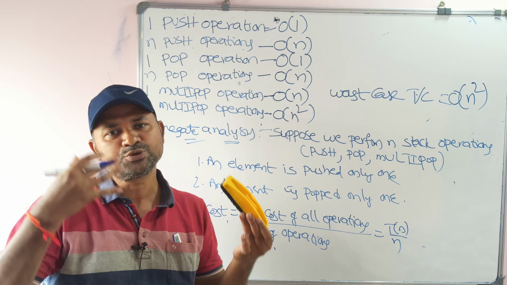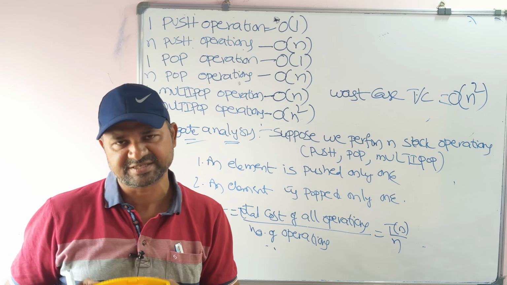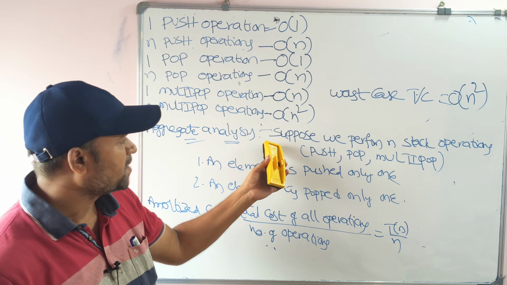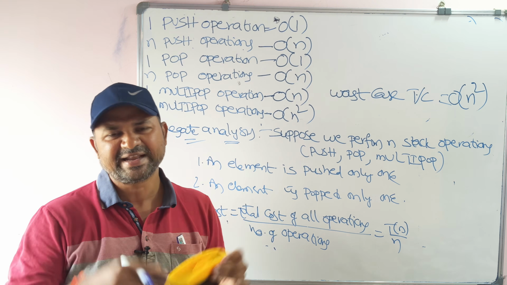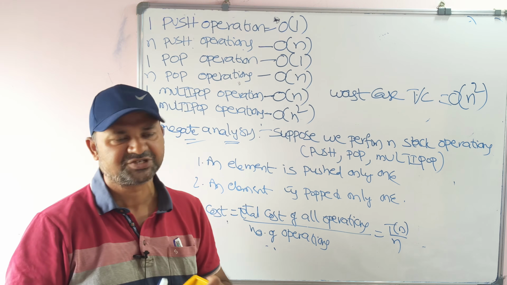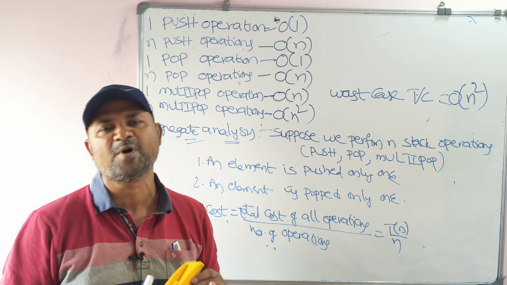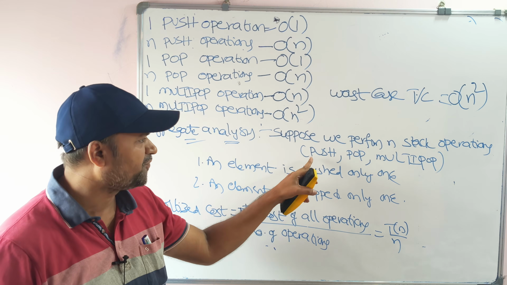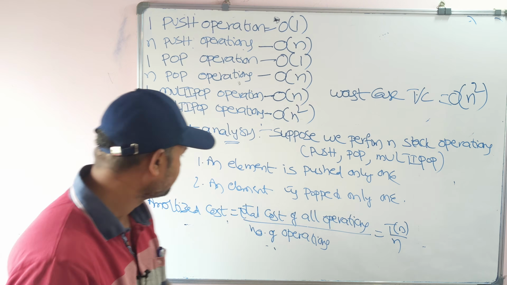Now let us try to reduce the cost with the help of aggregate analysis. Suppose we perform n stack operations. Let us assume that n value is 5, so we are performing 5 operations. It may be a push operation, a pop operation, or a multi-pop operation. So here we are performing n stack operations with the help of these 3.